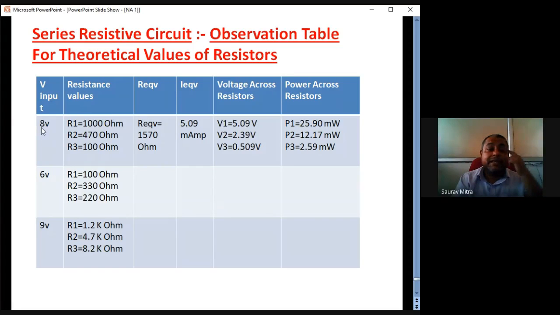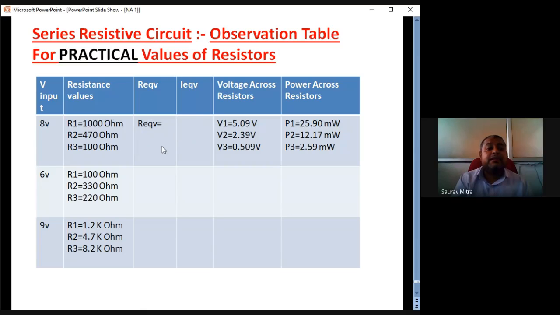V input I have taken as 8 volt. Just now I have shown all the calculations. R1 is 1000 ohm, R2 470, R3 100. R equivalent is the addition of all these three. I'll write it in a neater fashion and post this PPT to you in PDF form. So this is a calculation level, everything is theoretical. There is no measurement error by the ohm meter.